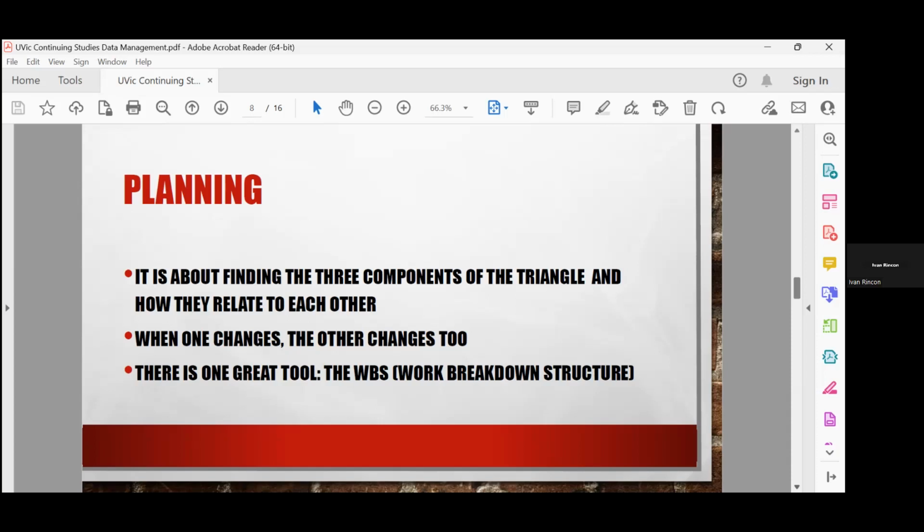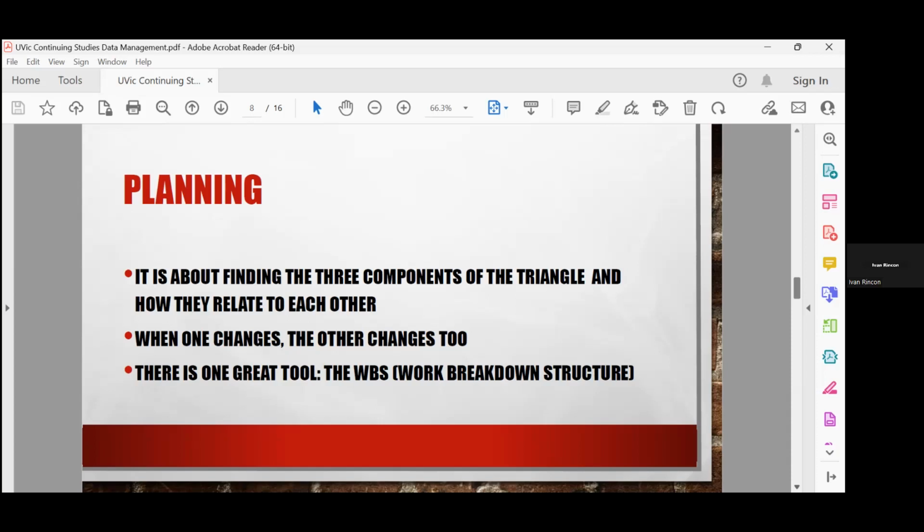What is important here is to understand that if one of those changes, the other actually changes, right? So if you add more work, as I said before, it's very likely that you're going to have to spend more money, or you have to spend more time. That's not wrong. That's exactly what you need to do when you are planning, right?